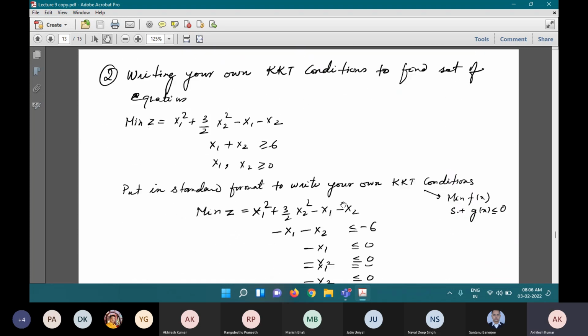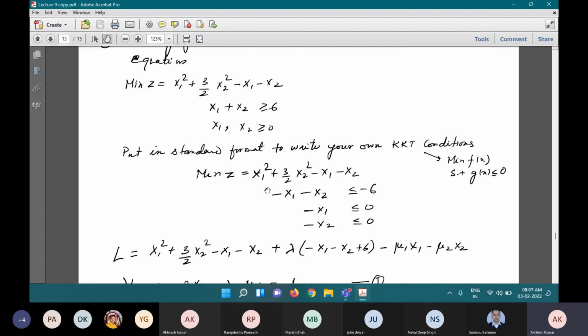The second one is what we were doing last time. Write your own equations, but keep in mind that for writing the KKT condition, we have used this standard formulation: minimize f(x) such that g(x) is less than or equal to 0. Luckily my function is in minimized form, but the constraints are greater than or equal to 0. So I will not touch the function, I will only touch the constraints. Had this been maximization, I would have had to convert it into minimization.